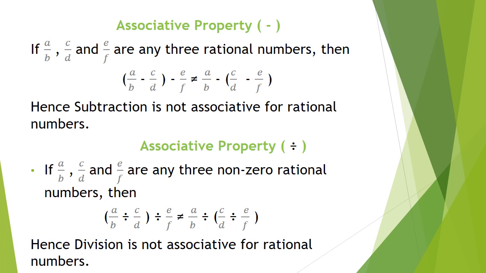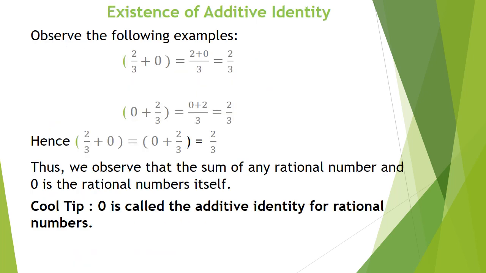Similarly for division. Division is also not associative for rational numbers. You can prove it by taking examples. Thus we conclude that addition and multiplication are associative for rational numbers, but subtraction and division are not associative for rational numbers. Next property is existence of additive identity.